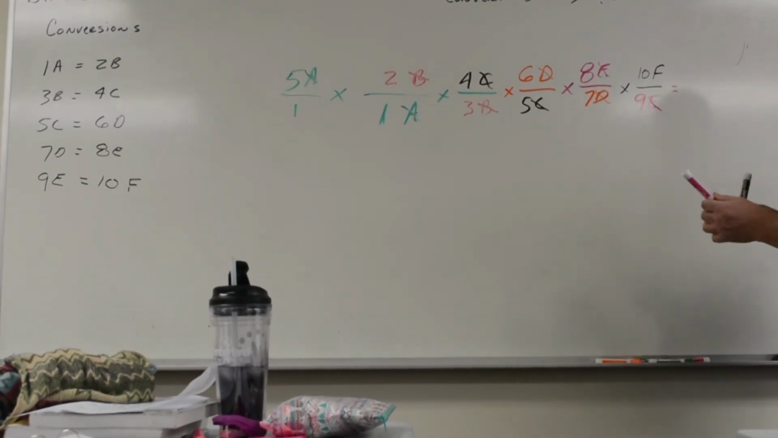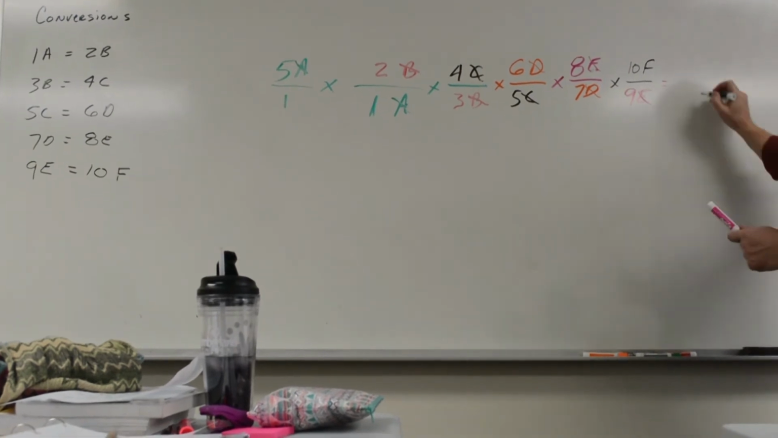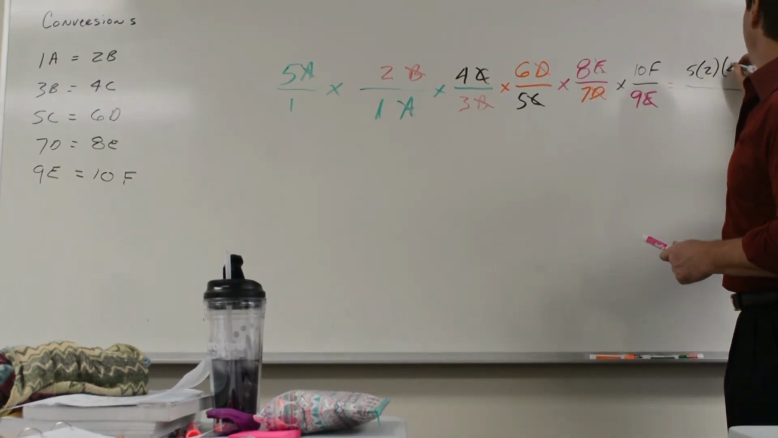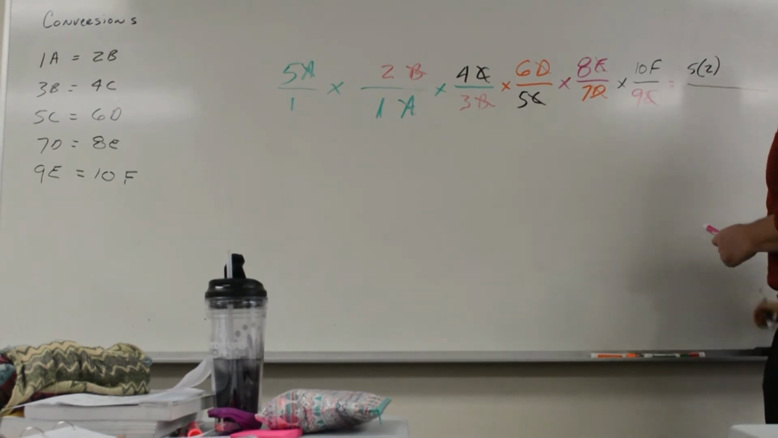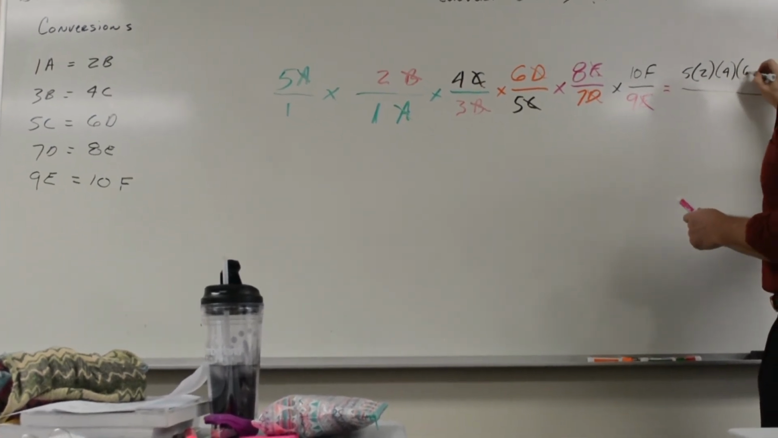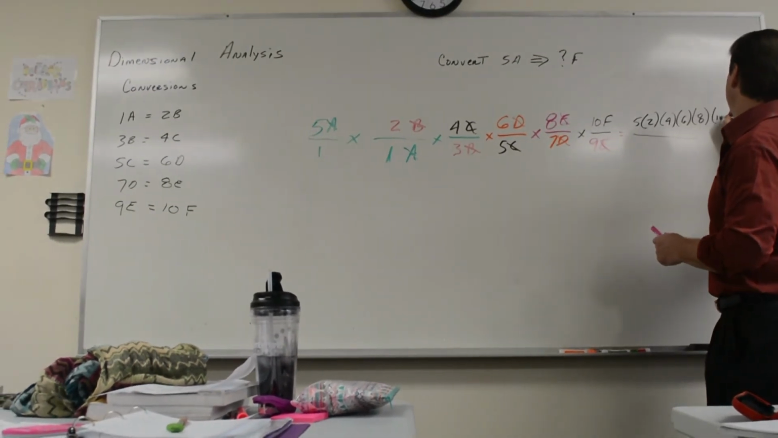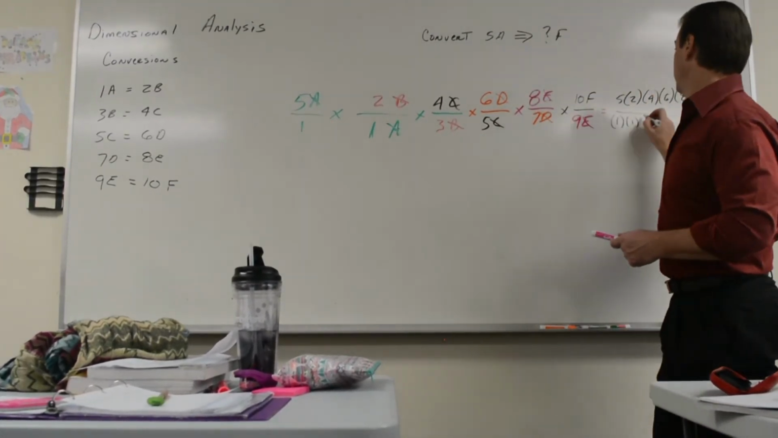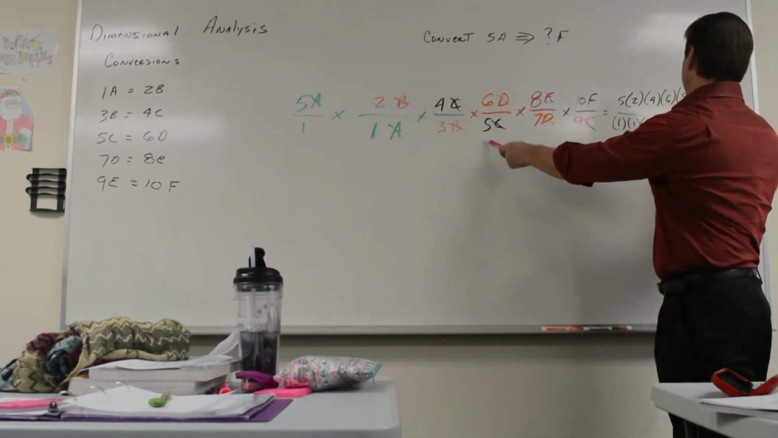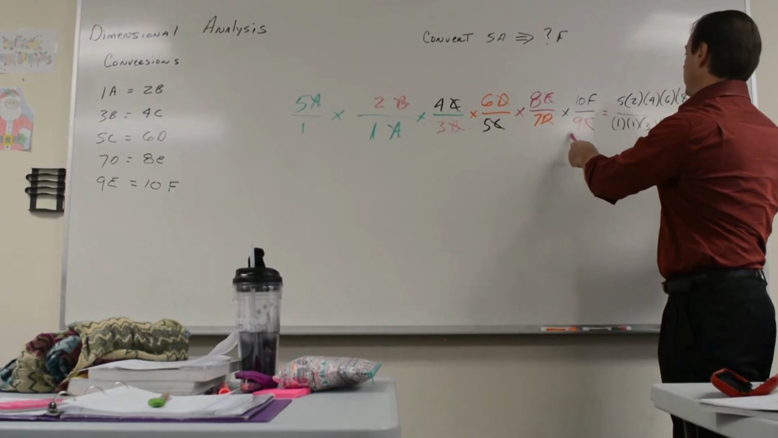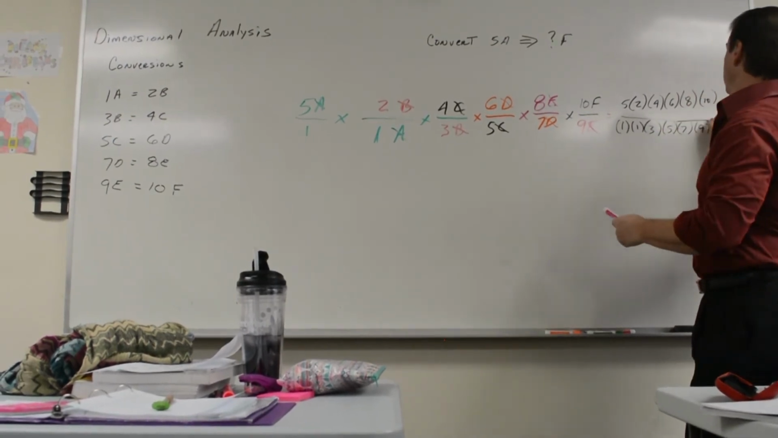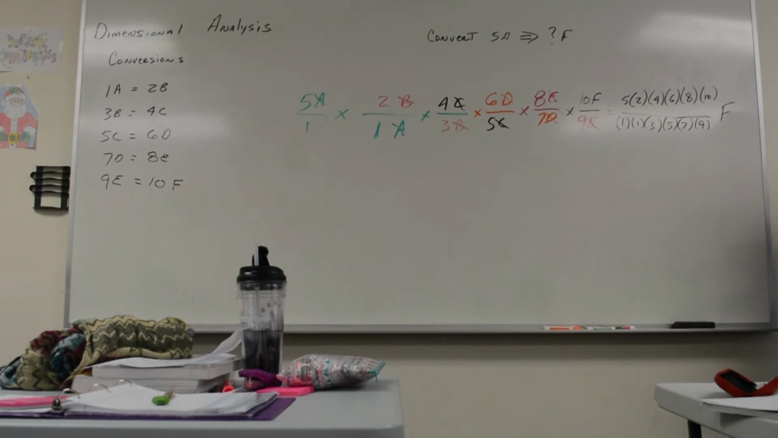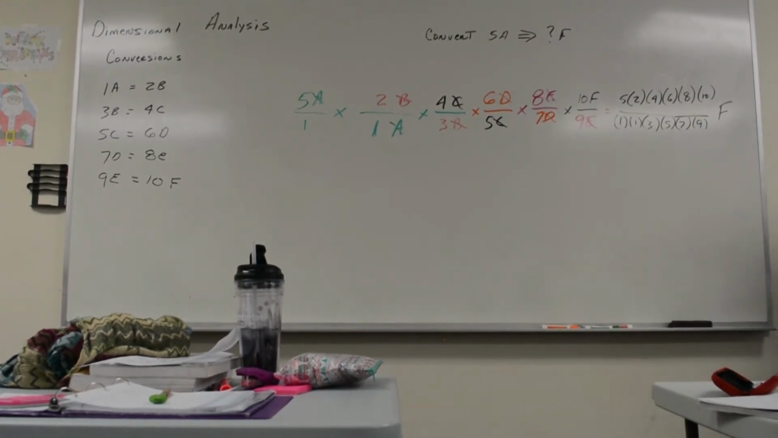Now to solve this, what we're going to do is multiply across. We're going to multiply all the terms in the numerator together, so it's going to be 5 times 2 times 4 times 6 times 8 times 10 divided by 1 times 1, I'm going to get these two here, times 3 times 5 times 7 times 9. And the units will be F units. Then the final step would be multiply this together, get your answer, and divide it by what this answer is. And that's the basic structure for dimensional analysis.